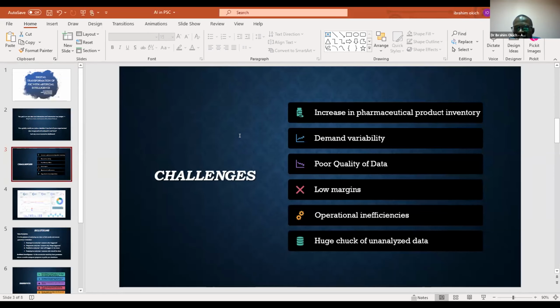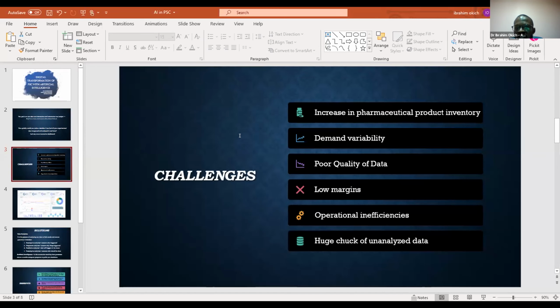Then also in our systems, the quality of data is not that good. At times we find missing data. At times some data are in a manual form somewhere, and some are digital, so you can't really bring all this data together and integrate it in order to learn from it. Then we have an industry of low margins because of the increase of pharmaceutical product inventory. We also have operational inefficiencies within our system, such as lead times: at times the drugs take too long to reach the patient.